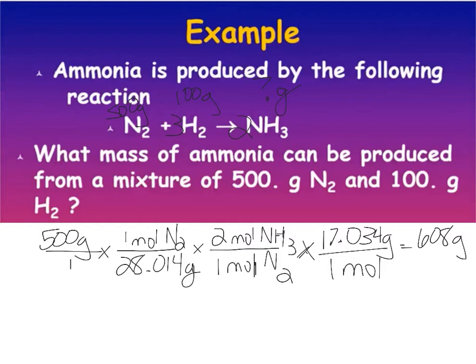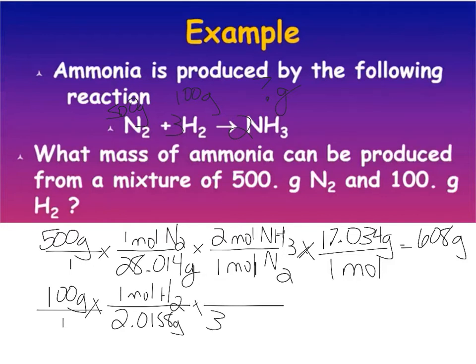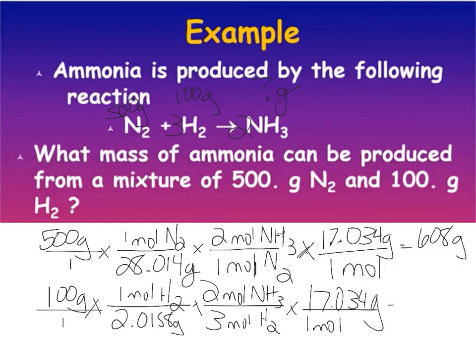Now we're going to repeat the process, but this time we're going to start with our H2. So I got 100 grams of H2 over 1. And I'm taking it to the moles, so I need the molar mass of H2, and then the ratio. We got 3 moles H2 for every 2 moles NH3, and then the molar mass of ammonia. So hopefully you notice that the very tail end of these are the exact same. So I got 563 for this one.